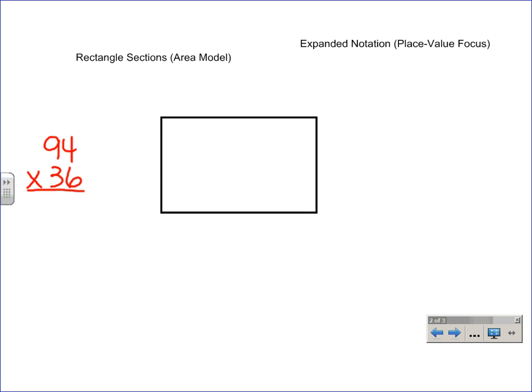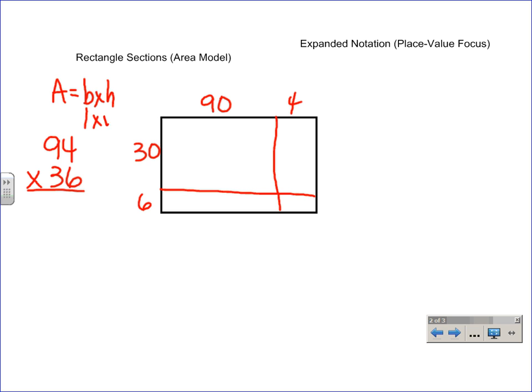So we're going to take 94, and we know that it's 9 tens, which is worth 90, or the value is 90, and 4 ones. So we're going to break up that rectangle between 9 tens and 4 ones. And then on the opposite side, we're going to take 36 and break it up by 30 and 6. So just by place value that way. Reason being that we also know that area of a rectangle is base times height, or we can say length times width, and that's why this way of multiplying works.